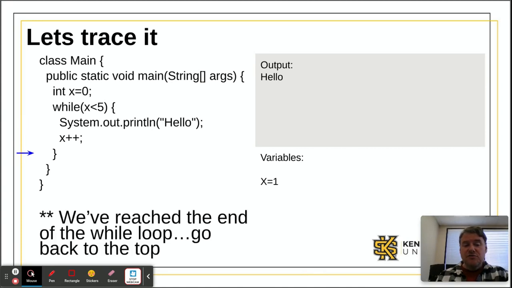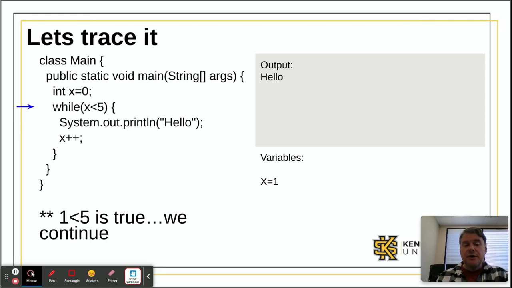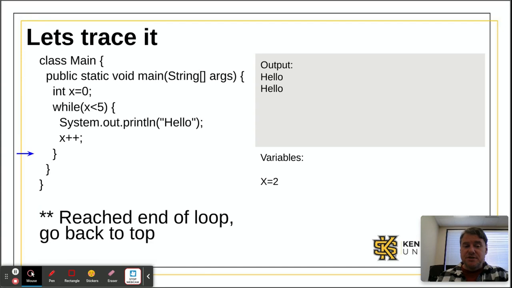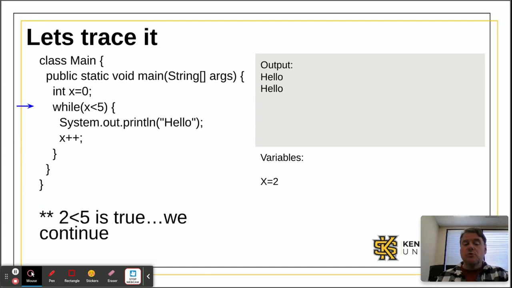And every time we reach the end of the while loop, we are going to go back to the top of the loop, and then we're going to evaluate the while condition. So in this case, the while condition is while x is less than 5. Currently, x is 1. 1 is less than 5. That's true. So we're going to continue into the loop. All right, we print out hello, and we're going to change the value of x again. So x is now equal to 2. We reach the end of the loop, which is going to send us back up to the top of the loop again. And when we reach the top of the loop, we're going to reevaluate the Boolean condition. So x, which is 2, less than 5 is still true.